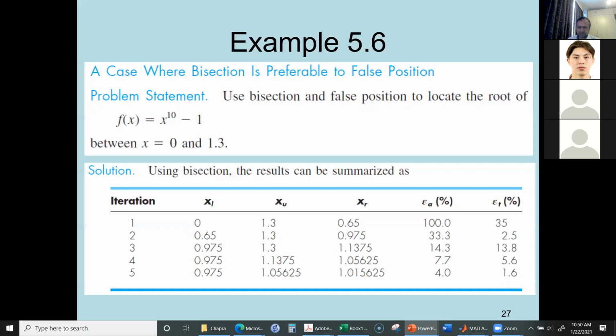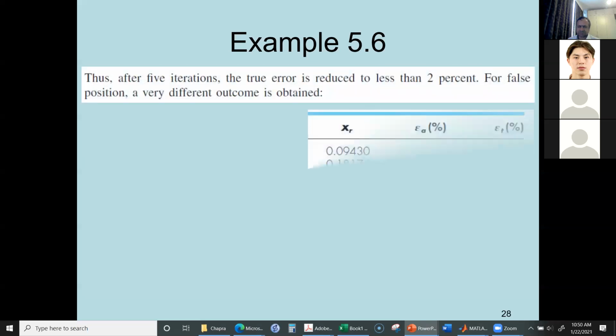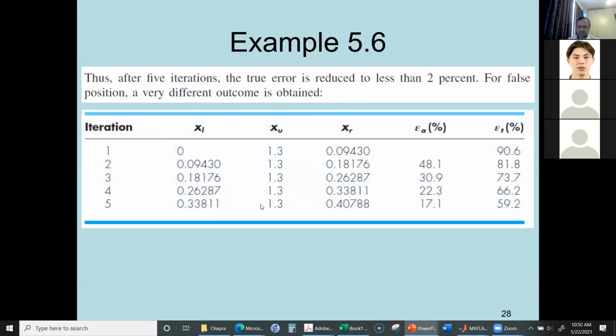Okay, by the bisection method, however, when we apply this equation, we find xr is equal to 0.4078, which gives us a true percentage error of 59.2% and 17.1%. So this is after the fifth iteration. You can see that after the fifth iteration the true percentage error is still quite high. So it means that in this case, the false position method is not giving you good results.